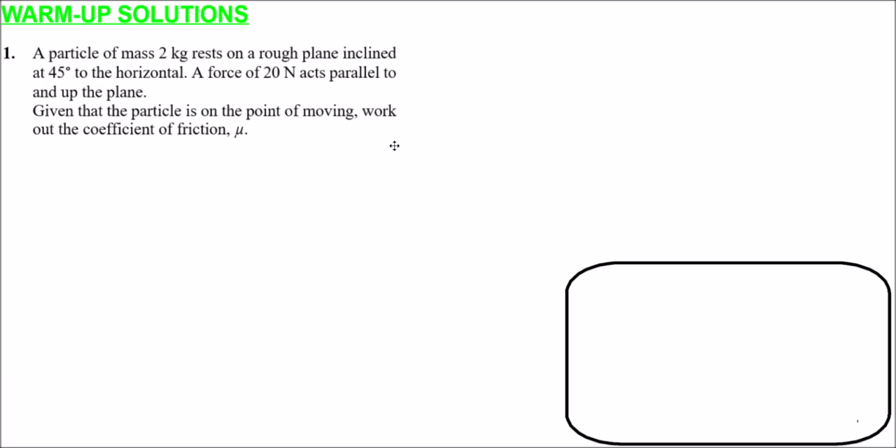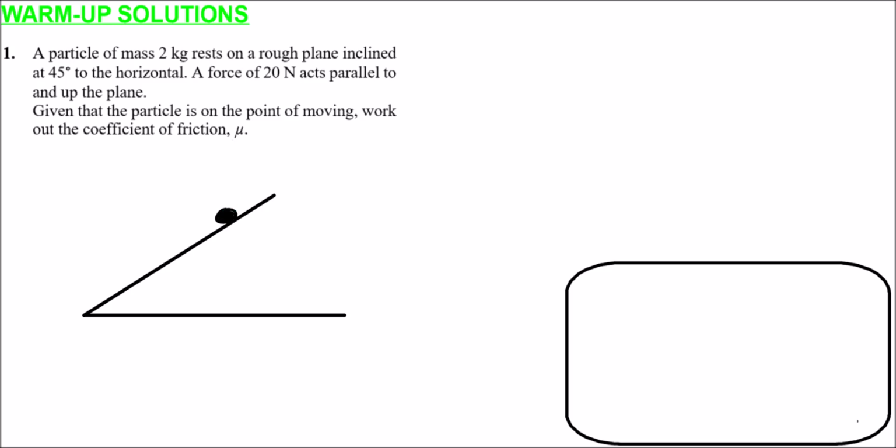So we've got here a particle of mass 2 kilograms. It's resting on a rough plane inclined at 45 degrees to the horizontal. So already this is screaming out for us to do a force diagram. So let's sketch in as we go. So we've got here, that's the horizontal. It's a 45-degree angle. So I'm going to label this in like so. It's a particle, so we can just model this as just a circle.